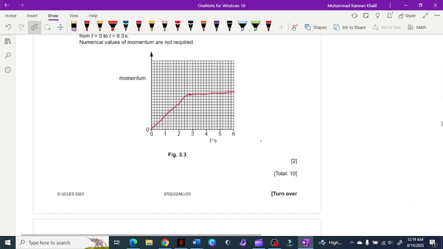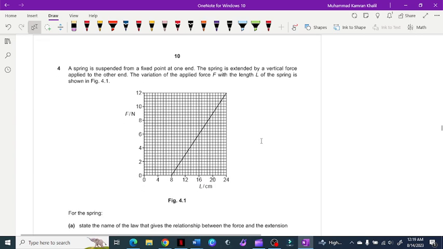Now we will move towards the next question. That question is related with Hooke's law. A spring is suspended from a fixed point at one end. The spring is extended by a vertical force applied to the other end. The variation of the applied force with the length L of the spring is shown in diagram 4.1.